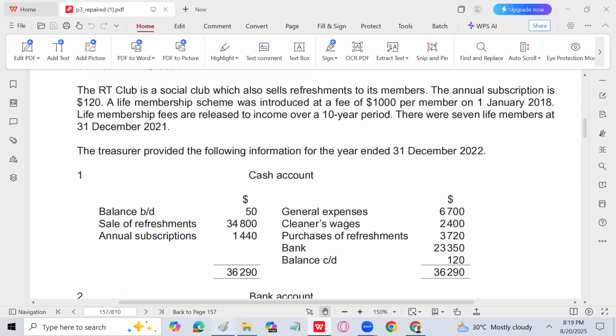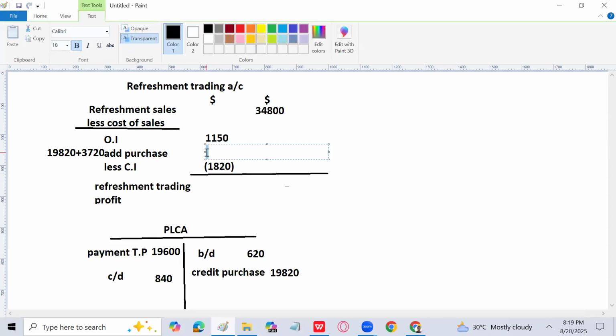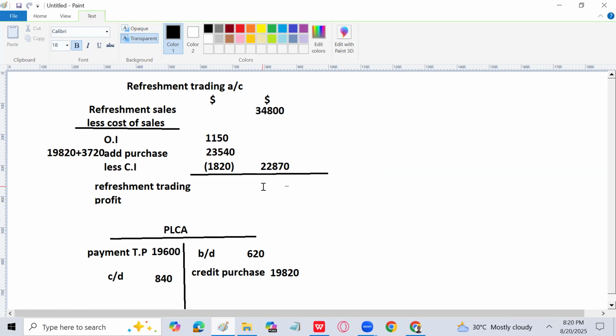So what is the amount now? Let me rub this out to get the correct amount here. This will also change and this will also change. So 19,820 plus 3720 is 23,540. Plus 1150 minus 1820, the answer is 22,870. 34,800 minus 22,870 gives 11,930, which is going to be the trading profit.